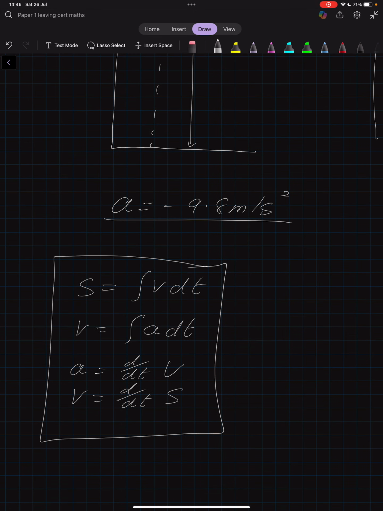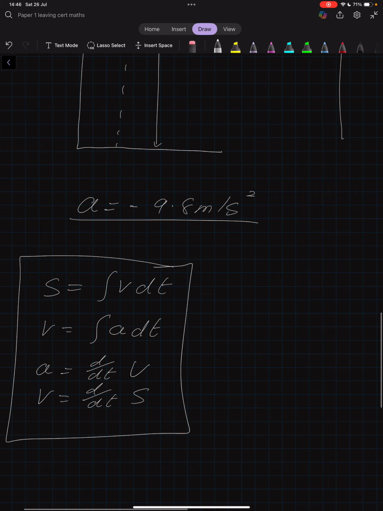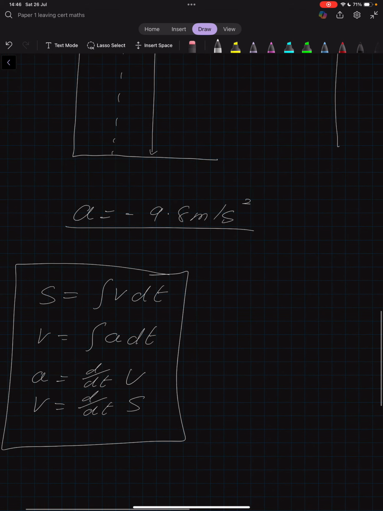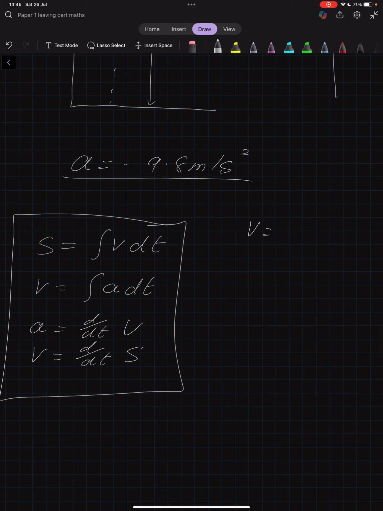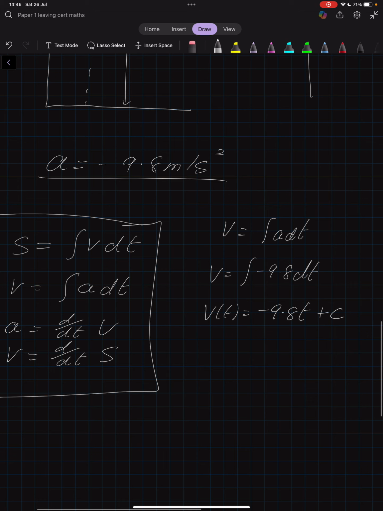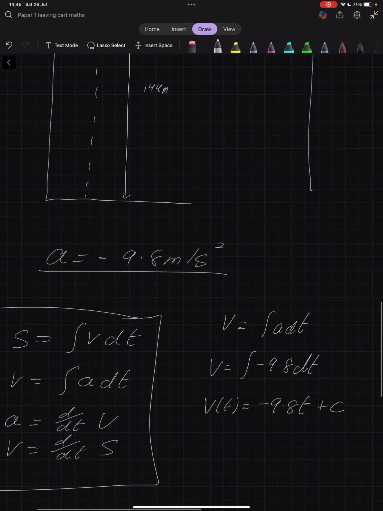Now, the next thing they ask is, say, what is the velocity of the ball? So you'd say, okay, well, the velocity is simply equal to the integral of the acceleration. So the velocity is equal to the integral of minus 9.8 dt. So v of t, where t is time, is equal to minus 9.8 t plus c, plus a constant.